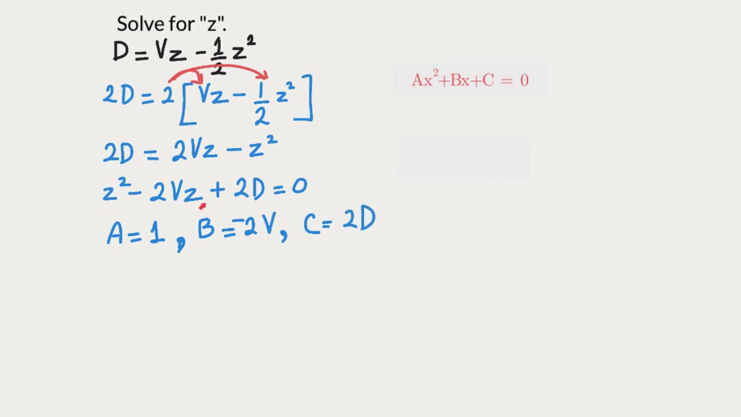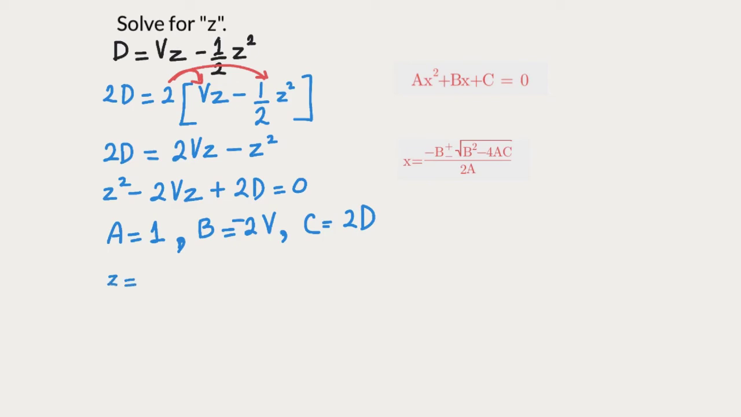Now we can solve this equation by applying the quadratic formula. Let us write the general form of the quadratic formula first. So the solution of this equation ax square plus bx plus c equal to 0 is given by the quadratic formula. x equals negative b plus minus square root of b square minus 4ac whole divided by 2a. We will apply this same formula here to our equation.